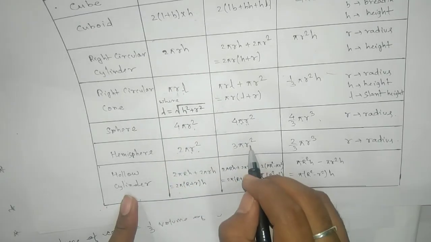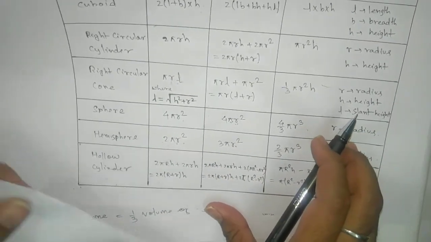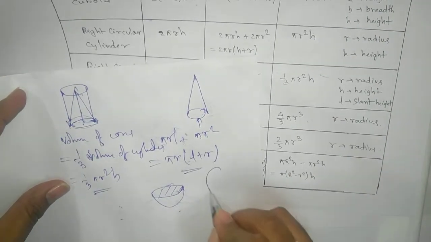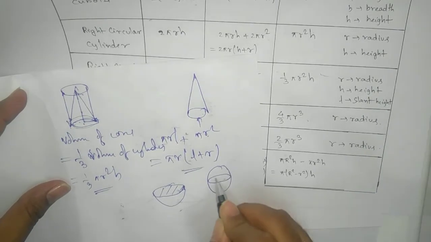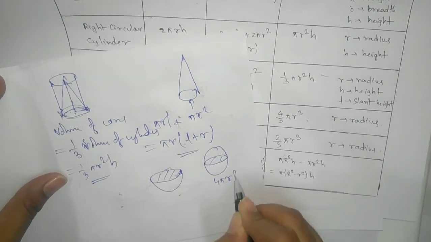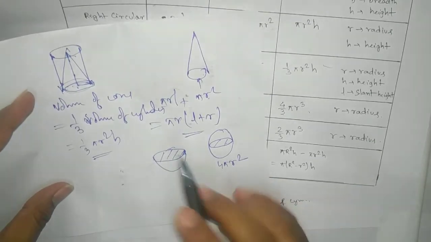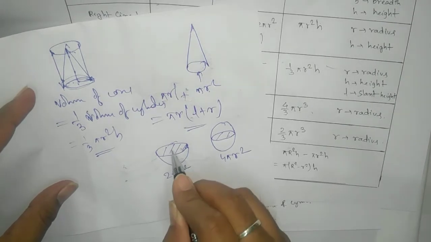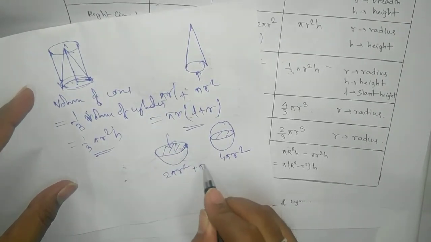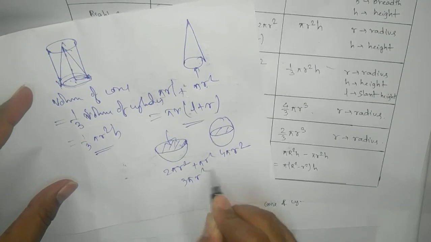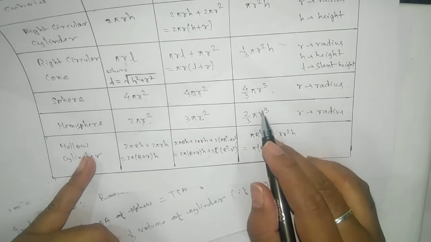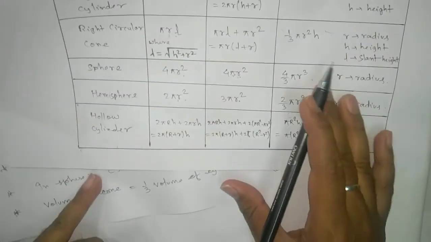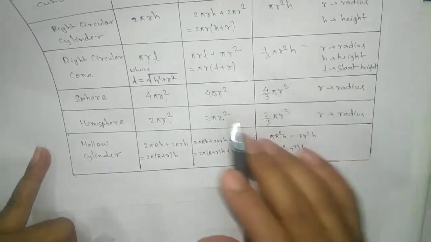But for the total surface area of a hemisphere, we can see that an extra circle is there, but in a sphere there's no extra circle. That's why for CSA and TSA we have 4 pi r square, but for hemisphere we have 2 pi r square plus pi r square. That means total 3 pi r square. And the volume will be half of the sphere, so 2/3 pi r cube. And the last one, we have hollow cylinder.